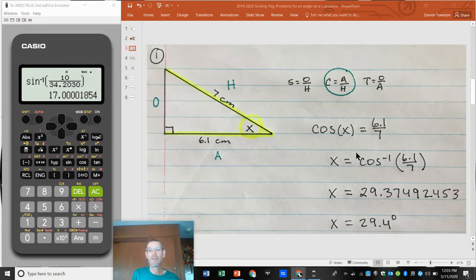And now, like on the last slide, I'm going to divide both sides by cosine. And what I end up with is an equation that looks like this. X equals the inverse cosine, and then there's my fraction, 6.1 over 7. That is my adjacent over my hypotenuse.